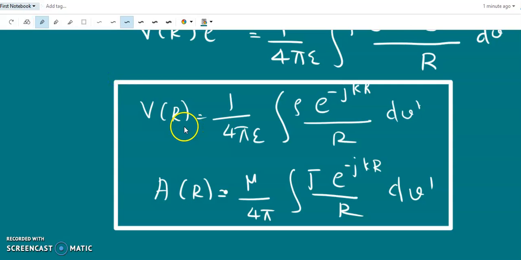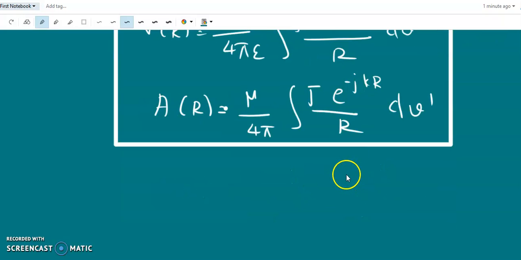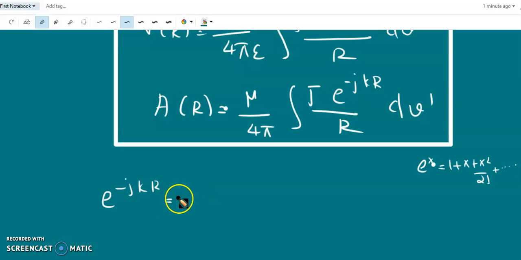Or we can say that these are the expressions for retarded scalar and retarded vector potentials due to time harmonic sources. Here e to the power minus jkr is an exponential function. We know that any exponential function can be expanded using the Taylor series. So e to the power x can be written as 1 plus x plus x square by 2 factorial plus x cube by 3 factorial plus etc.